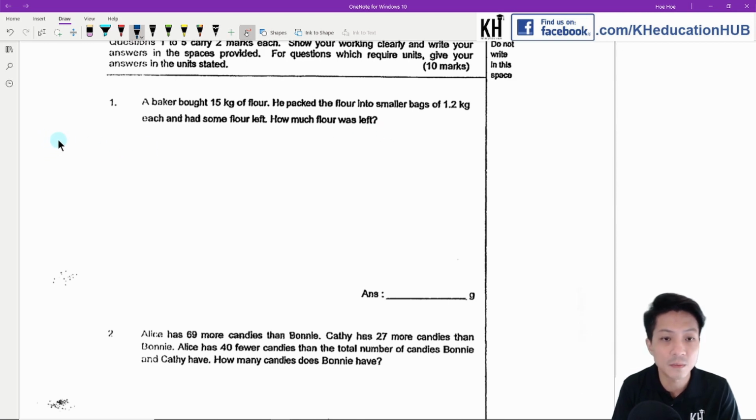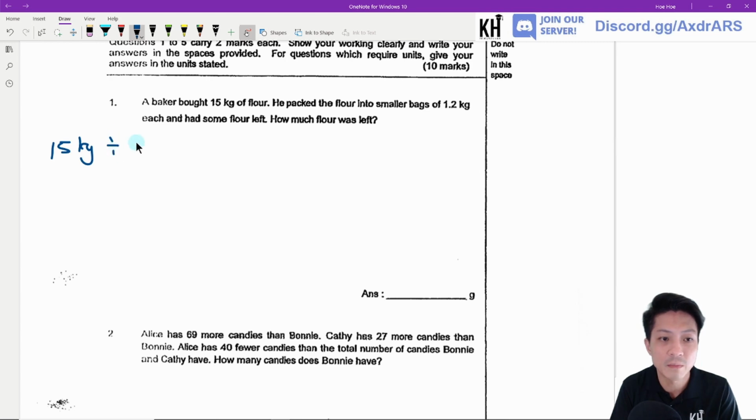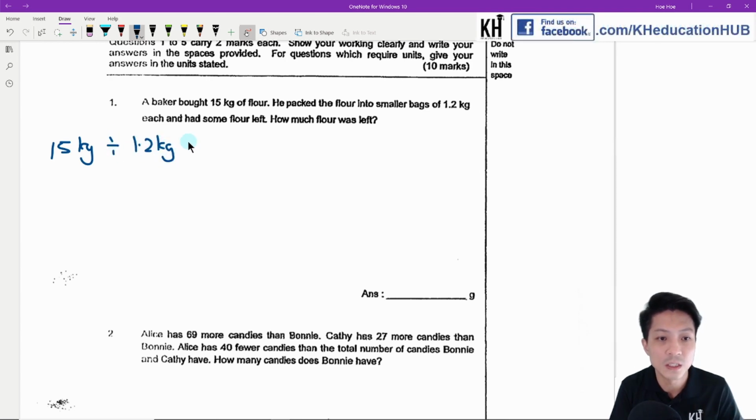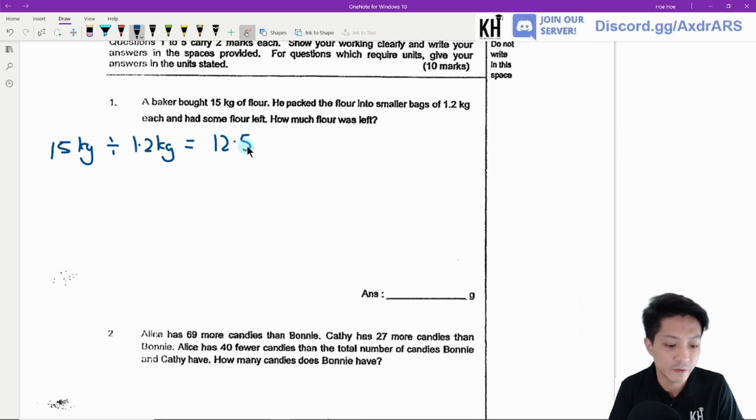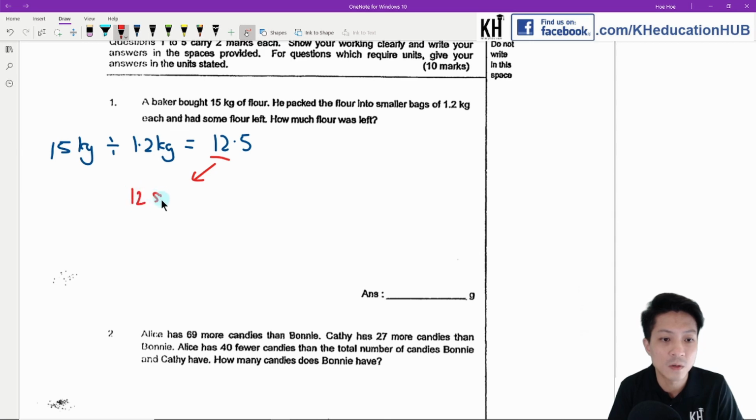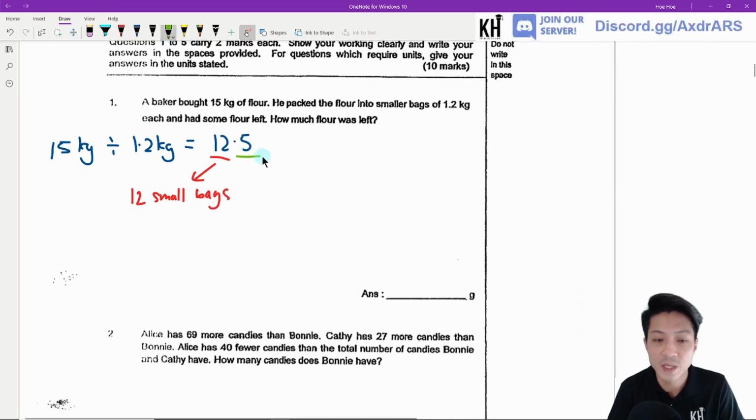Okay, so for this type of question, the first thing that we need to do is use 15 kg divided by 1.2 kg. This is going to give me 12.5. Which means that the 12 basically tells you that there are 12 smaller bags. Okay, but what does this 0.5 behind mean?